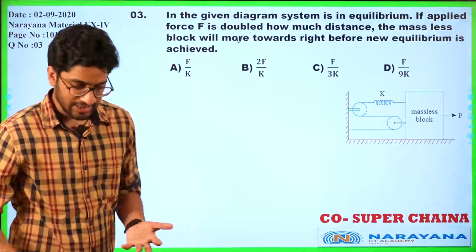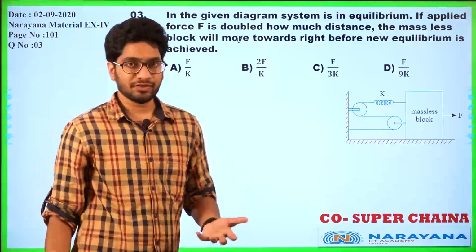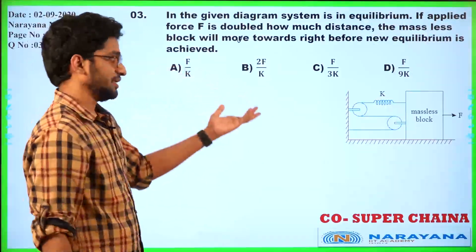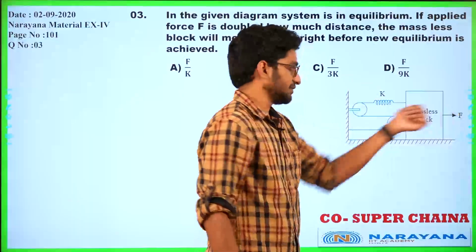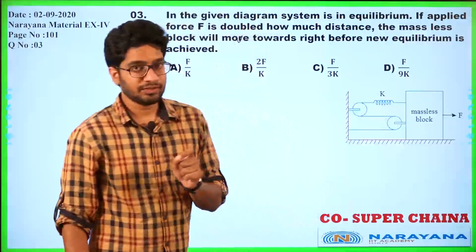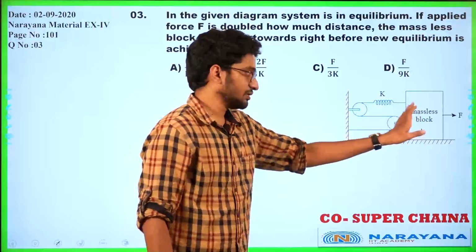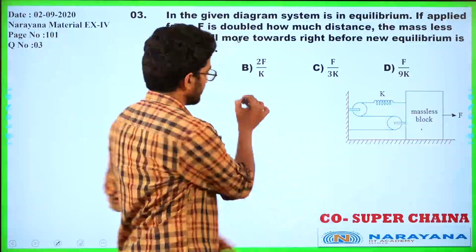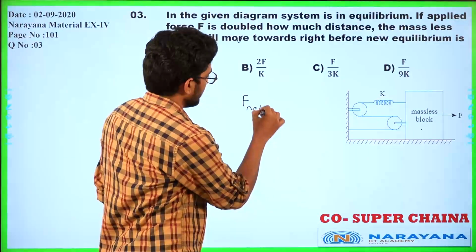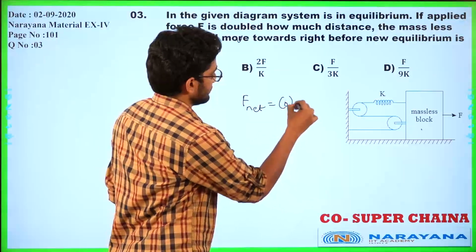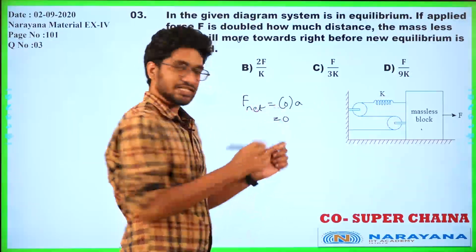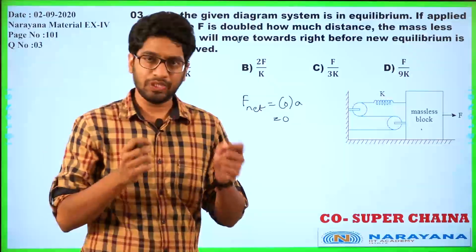So what do you mean by massless block? Net force on it should always be 0, right? He is saying the system is in equilibrium, so even if it has mass, net force should be 0. Now the massless block means net force on the massless block should always be 0, because net force is m into a, and mass itself is given as 0. So net force on any massless object should always be 0, whether it is a pulley, string or anything.